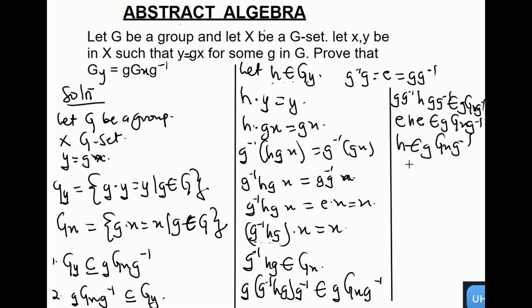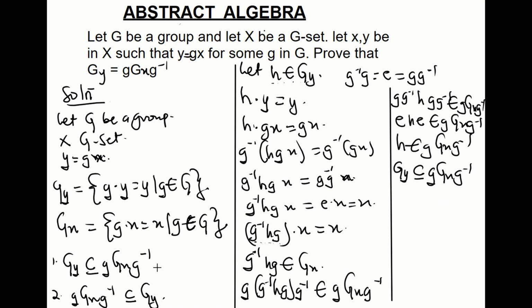And that tells us that what? That tells us that our Gy is also a subgroup of what? Our G Gx of G inverse. So Gy is a subgroup of G Gx G inverse.